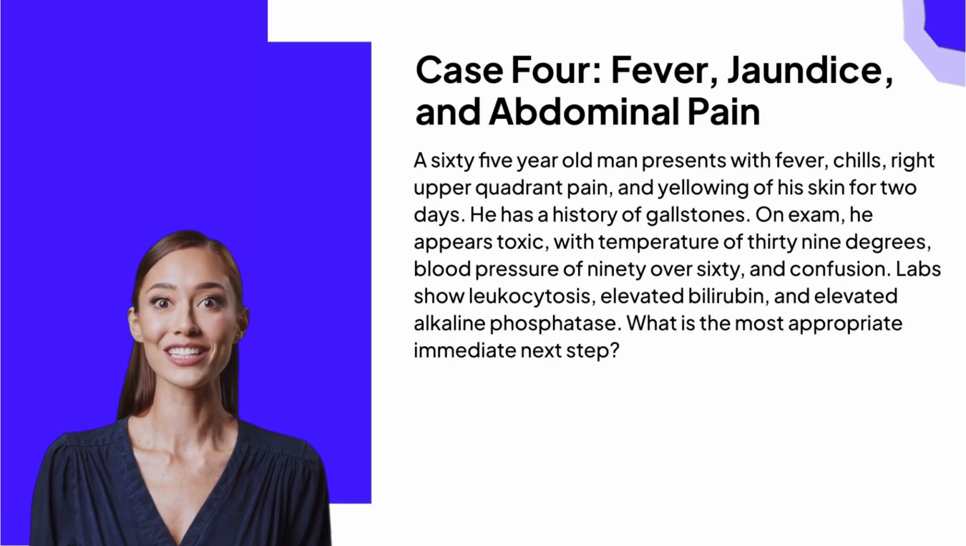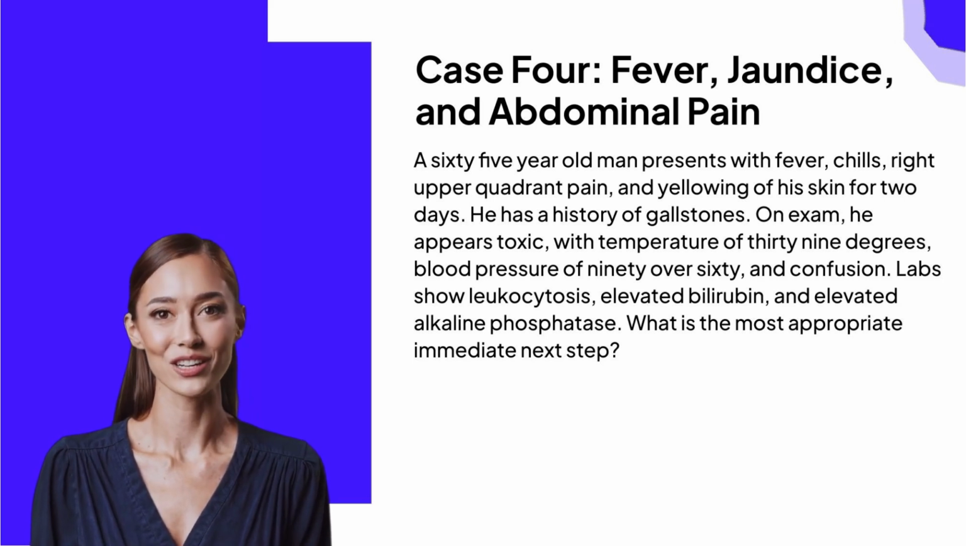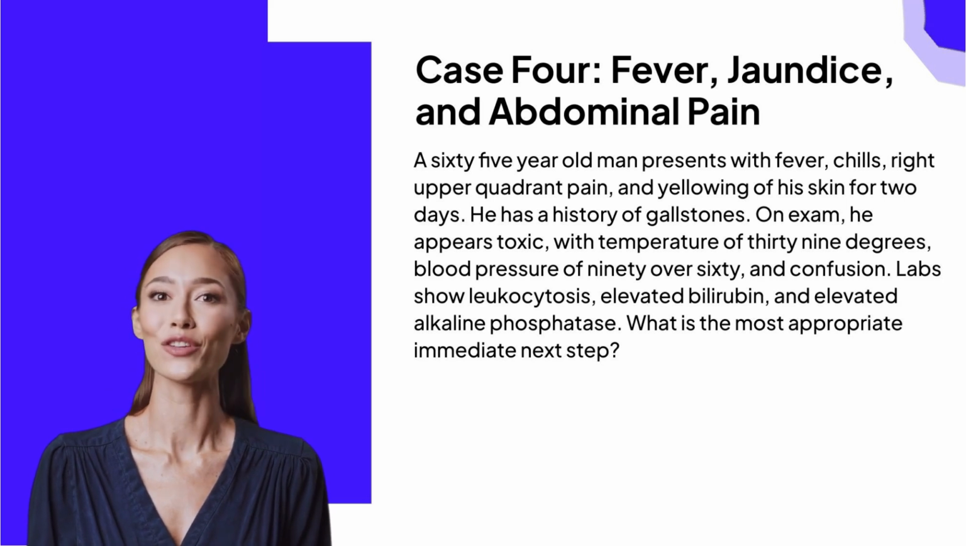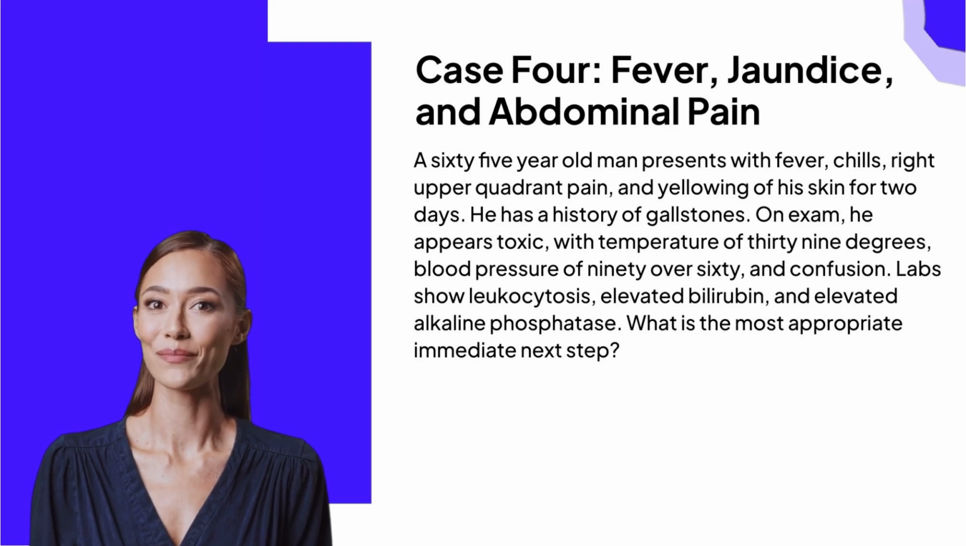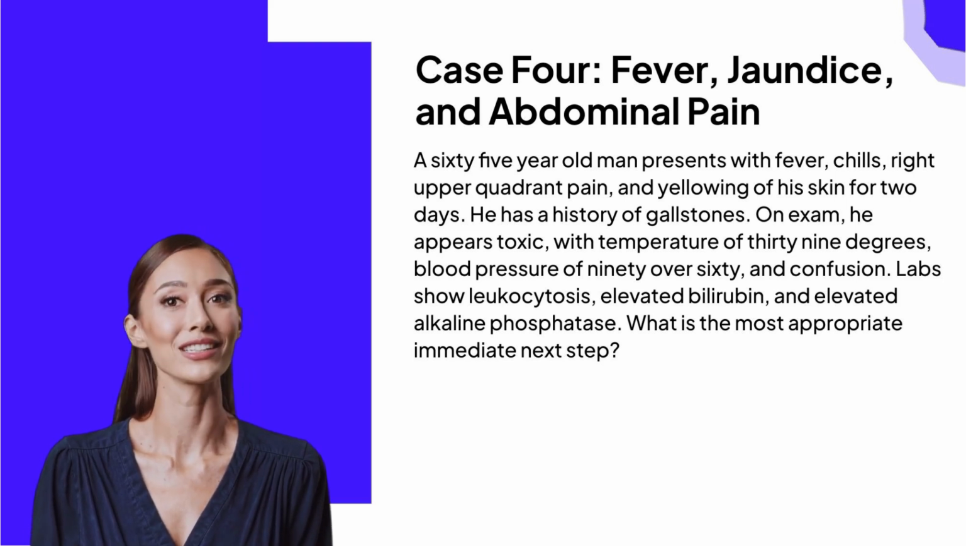Case 4. A 65-year-old man has fever, chills, right upper quadrant pain, and jaundice for 2 days. He has a history of gallstones. He appears toxic with fever, hypertension, and confusion. Labs show leukocytosis and elevated bilirubin. What is the most appropriate immediate next step?